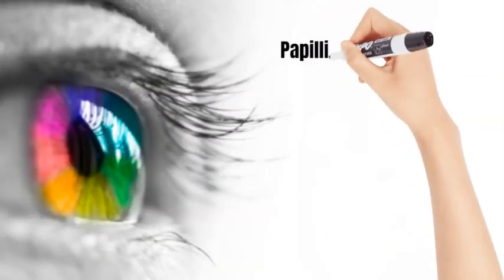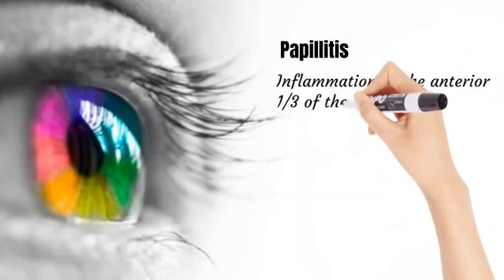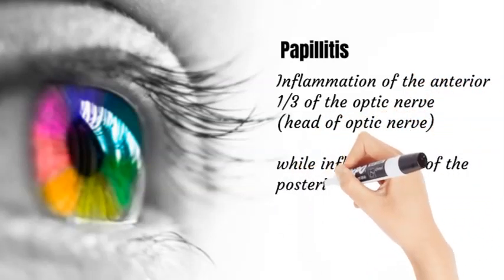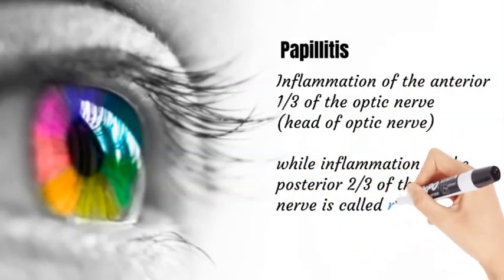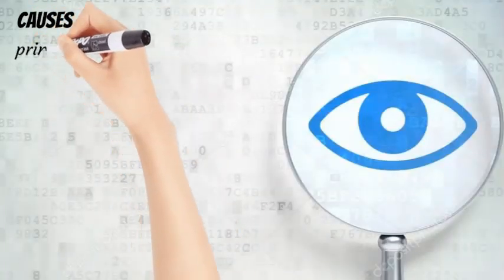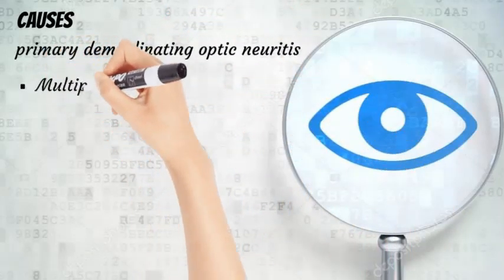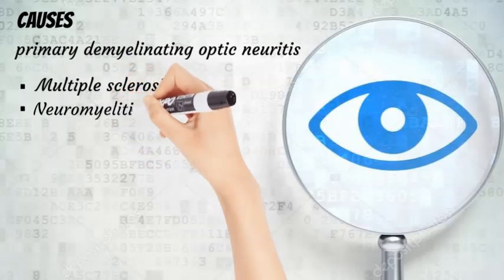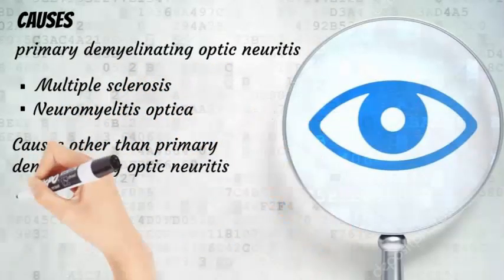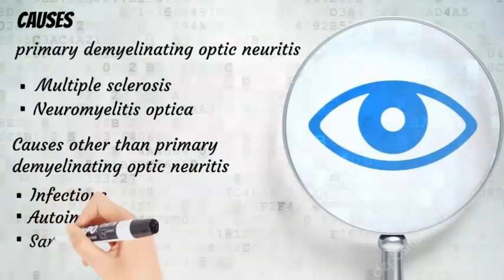Regarding papillitis, which is inflammation of the anterior 1/3 of the optic nerve, while inflammation of the posterior 2/3 is called retrobulbar optic neuritis. Causes include primarily demyelination of the optic nerve, like in multiple sclerosis and neuromyelitis optica. Causes other than primary demyelinating optic neuritis can include inflammation, autoimmune causes, sarcoidosis, drugs, and toxins.